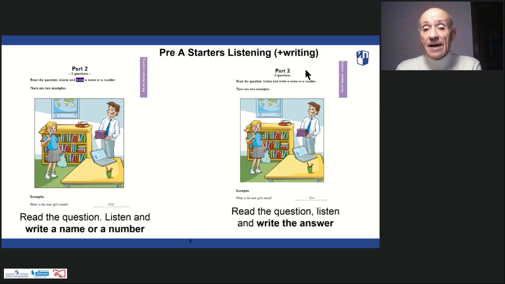Read the question, listen and write a name or a number if a number is given in the picture. And another task: read the question, listen and write a name or a number. Again, there are 2 examples. This is the same task. Read the question, listen and write the answer. But this is not just the name or the number. They have to listen and to write the answer, which is more complete.